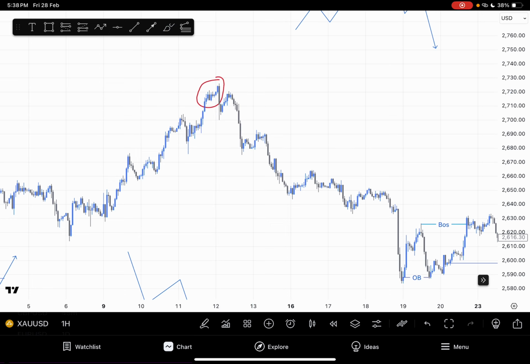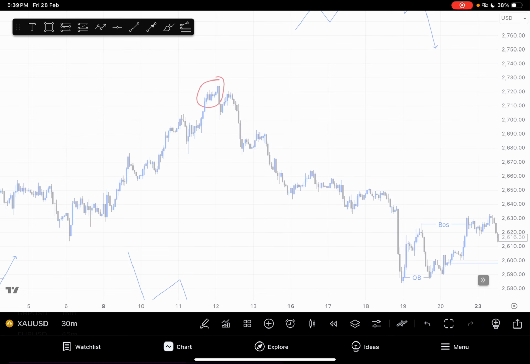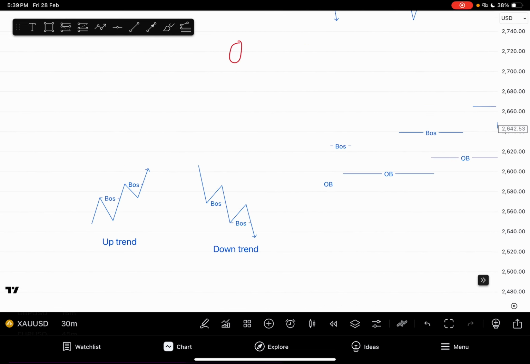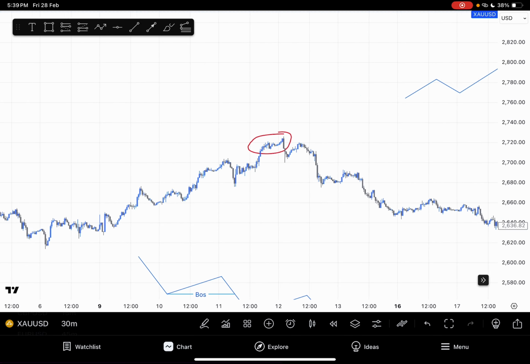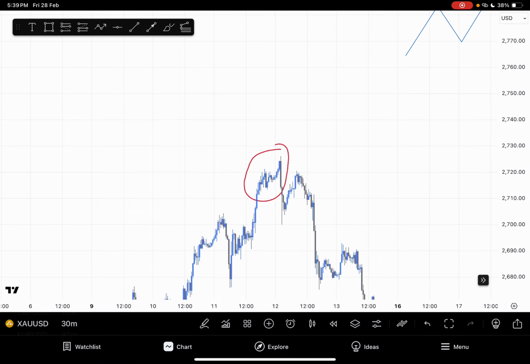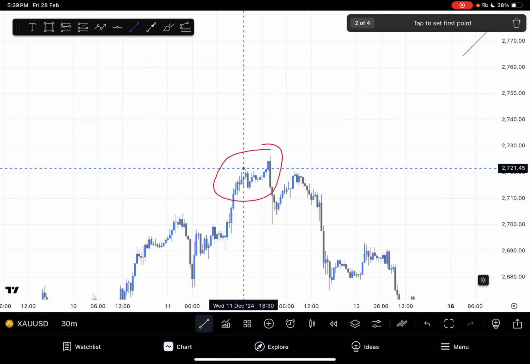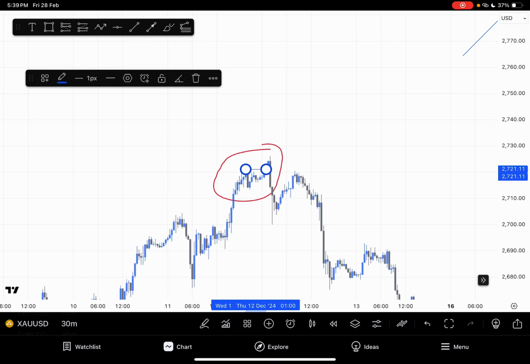So from that region, when you spot that, if you go to the lower time frame, let's go down to the 30 minutes time frame. On the 30-minute time frame, if you observe here, this is the last break of structure price created here.